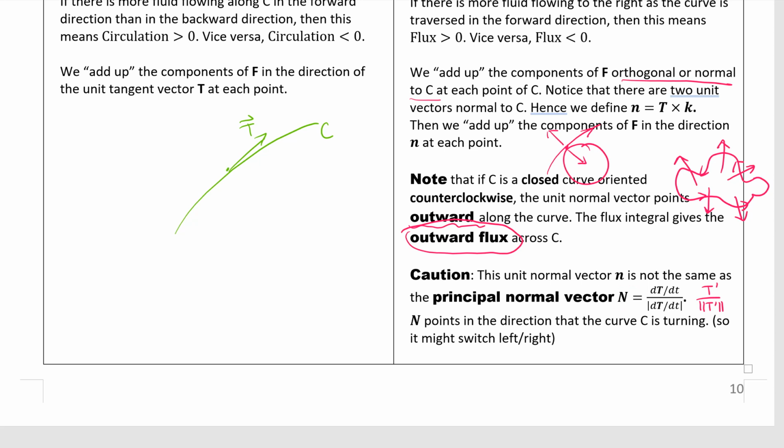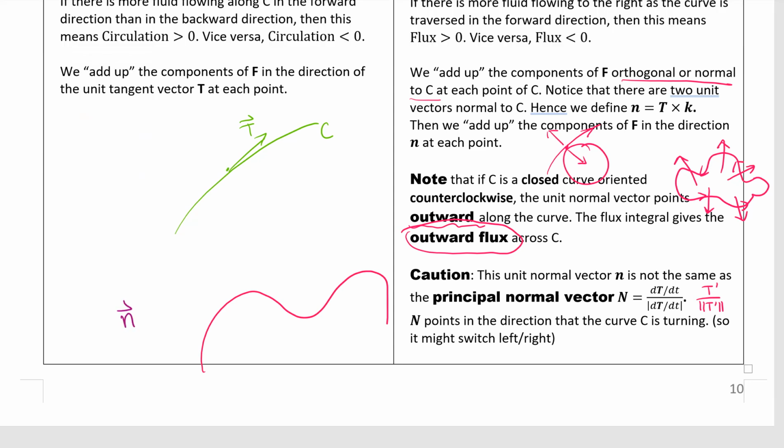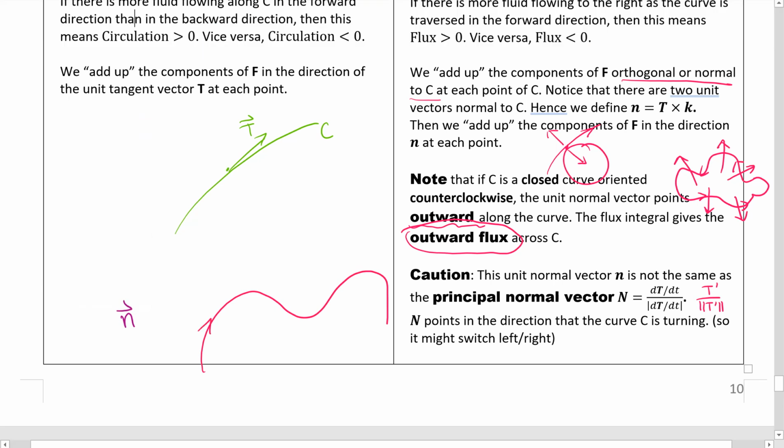Let me draw a path here so you can see the difference. What is n? What does n do? So if the orientation of the curve is, I should point it out. Let's say this is the orientation of the curve, right?